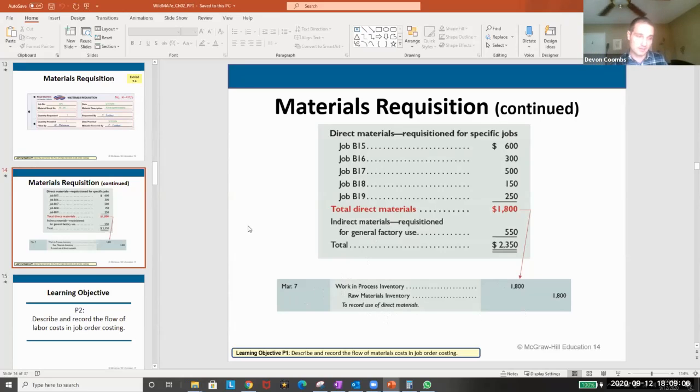It has a net impact of 0 on our inventory and assets. It just reclassified it to tell investors and people, hey, some of this is being used and we're going to build a product.